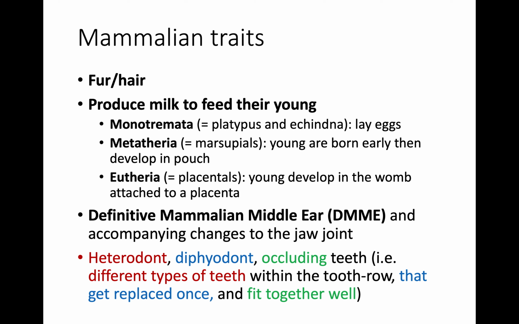There's another couple things. The definitive mammalian middle ear. This is where our ear is developed from our jaw joint. And then there's a couple different types of teeth. We're looking at heterodont teeth, meaning different types of teeth. Diphyodont teeth, meaning they're replaced once, typically. And occluding teeth, they fit together well. So teeth that are different types, that get replaced once and fit together well. Those are the synapomorphies of mammals.